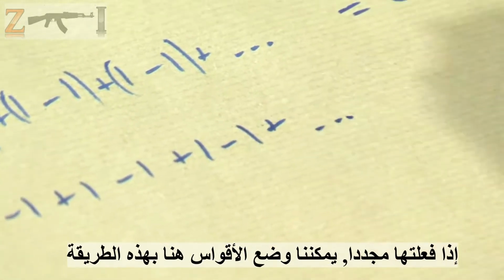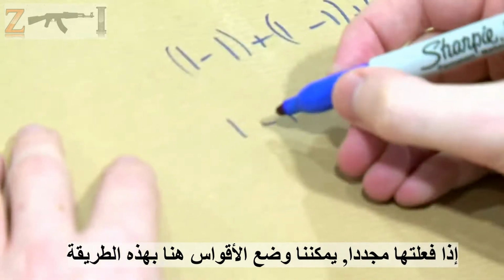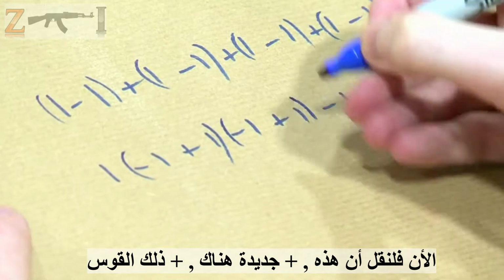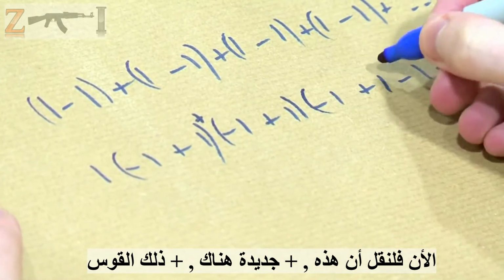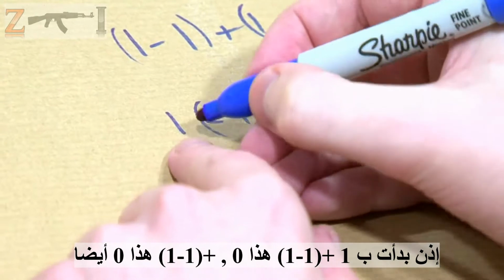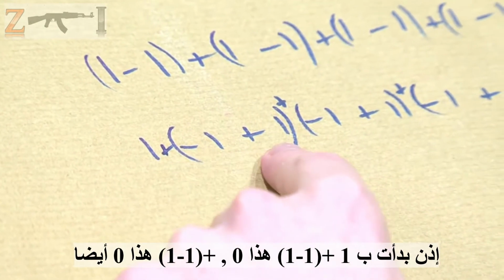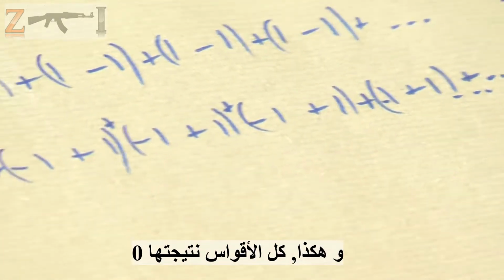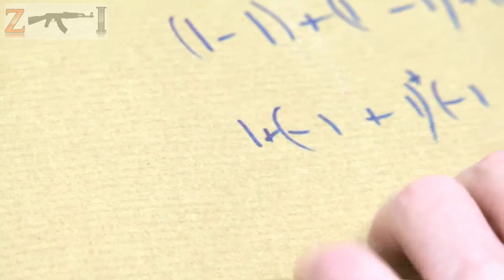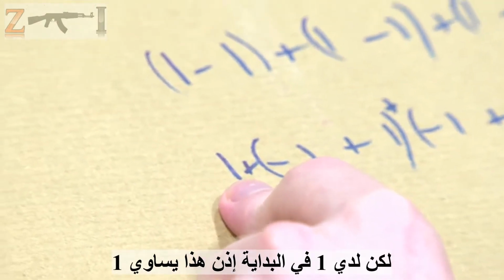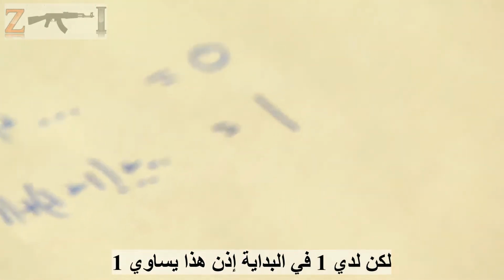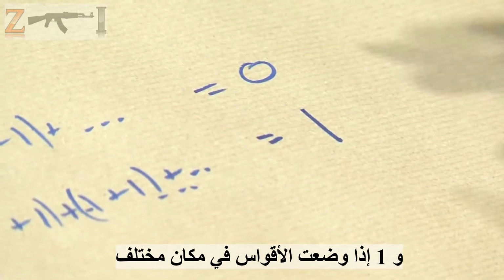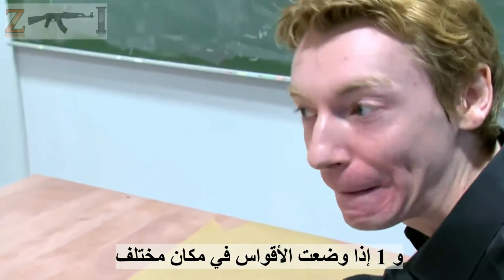If I do it again, we could put the brackets here, like this, and then let's say this is plus again there, plus this bracket. So I've started with 1 plus minus 1 plus 1. That's a 0. Plus minus 1 plus 1. That's a 0, etc., etc. All the brackets are 0. So all the brackets add up to 0, but I've got a 1 at the start. So now this is equal to 1. I've got two answers. I've got 0 if I put the brackets here, and I've got 1 if I put the brackets in a different place.